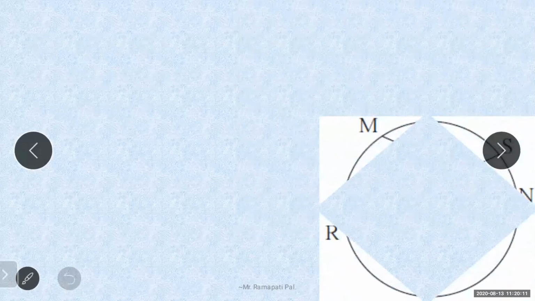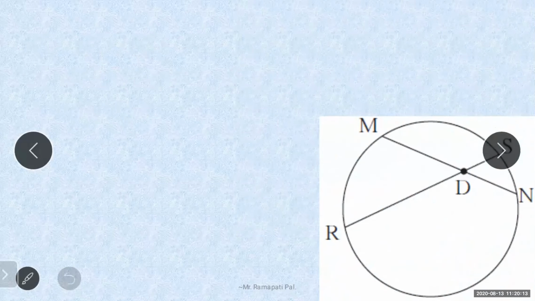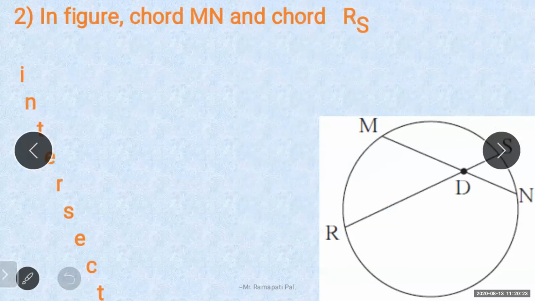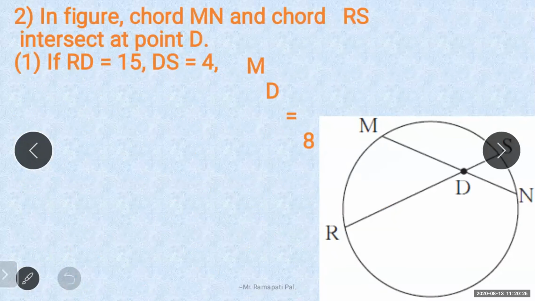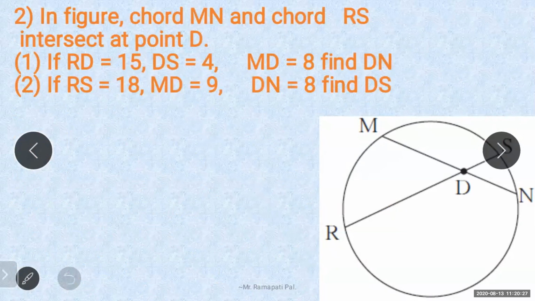In the figure, one diagram is given. In that diagram, you can see that MN is a chord and RS is a chord. They are intersecting at point D. You can see the diagram properly, yes or no? Correct?